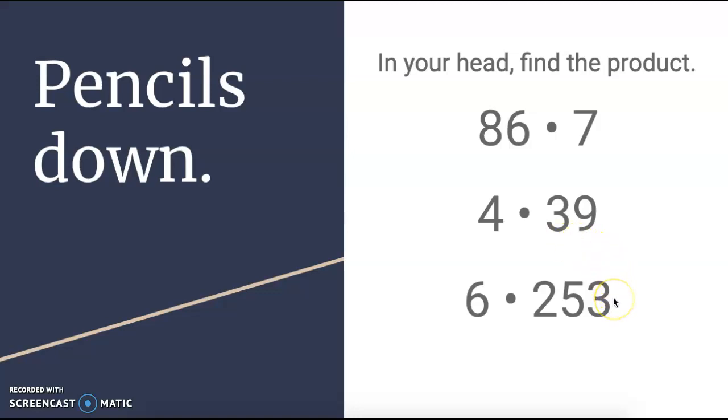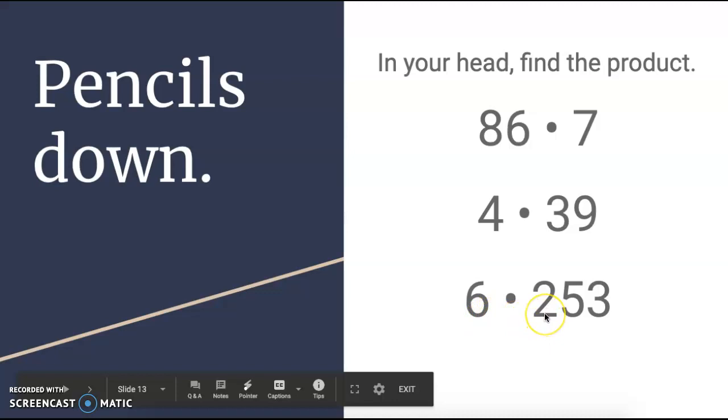And we can keep going with even larger numbers like 253. We break this down into its hundreds, tens, and ones, and do 6 times 200, which is 1,200, 6 times 50, which is 300, and 6 times 3, which is 18. So then 1,200 plus 300 is 1,500, plus 18 is 1,518. So if you were thinking of a strategy similar to what I just shared, then that means that you are using a variation of the distributive property to multiply large numbers.